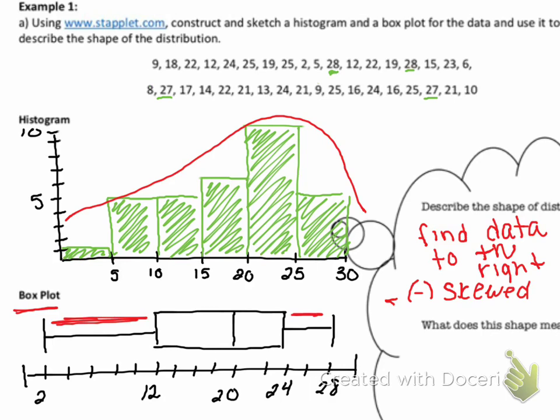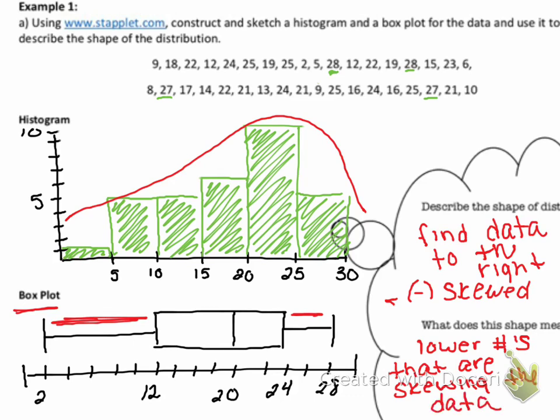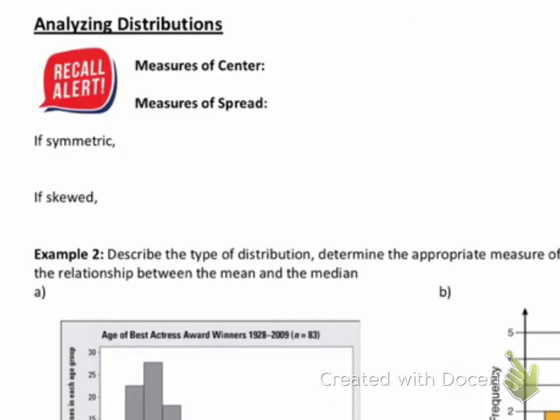What does this shape mean? It means that we have lower numbers that are skewing the data and the average. That's where the name comes from: negatively skewed, positively skewed. With this being said, that helps us to analyze our distributions and determine, well, what is the best measure of center or measure of spread?